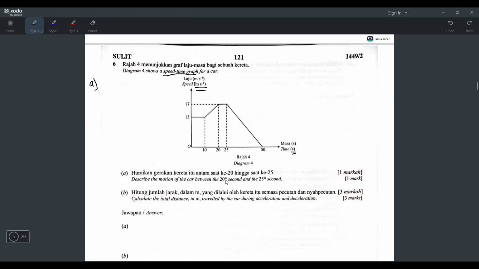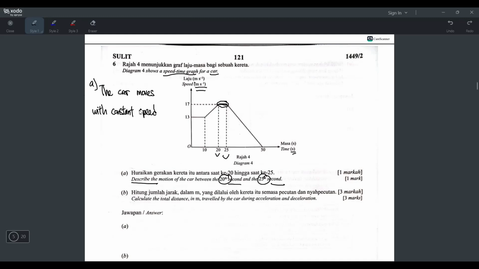Describe the motion of the car between the 20th second and the 25th second. So they want the motion between 20 and 25, right? So what we have to look at is this line right here. I already told you what happens here, right? So now you have to describe the motion. Of course you have to mention the words constant speed or uniform speed. So let's describe. So the car moves with constant speed.